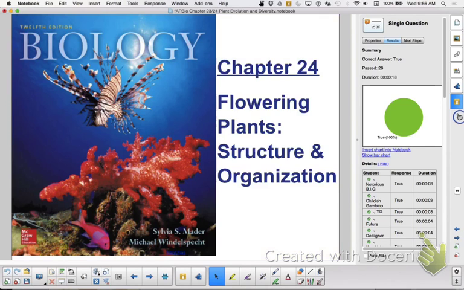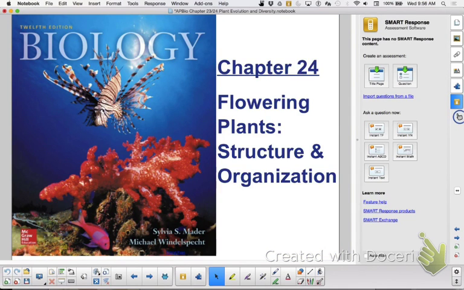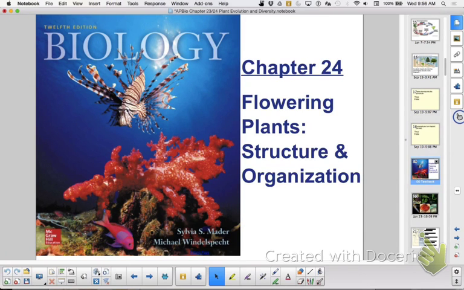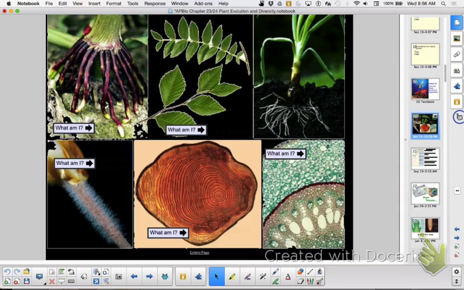Okay, moving into chapter 24, flowering plants, structure and organization. First things first, let's see what we know. What do you think this is right here? A frog with red fingers. It's a root. It's an above ground root, and it's called a prop root. What do you think it does? Props you up. What are these? Leaves. Those are leaves. Here you can see root and shoot system. Do you know what this is? It does look like a comet.